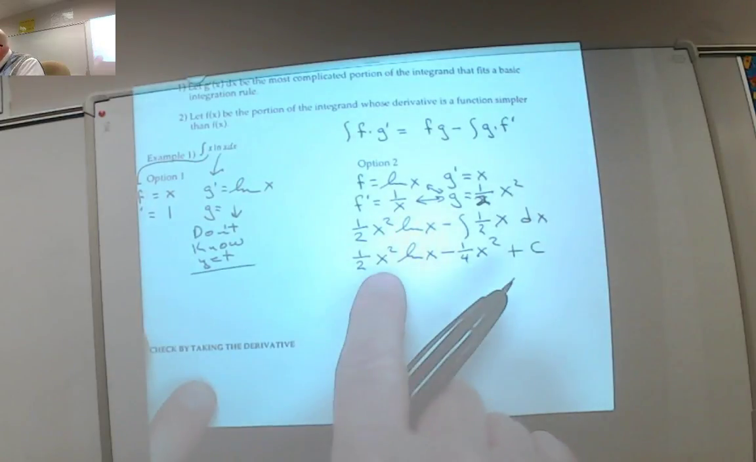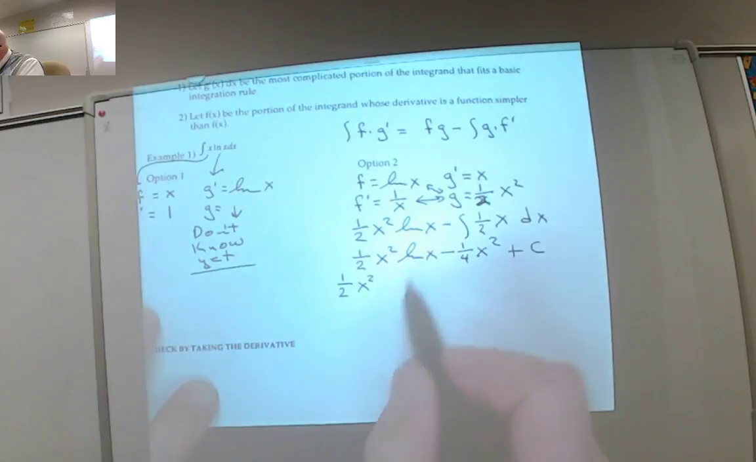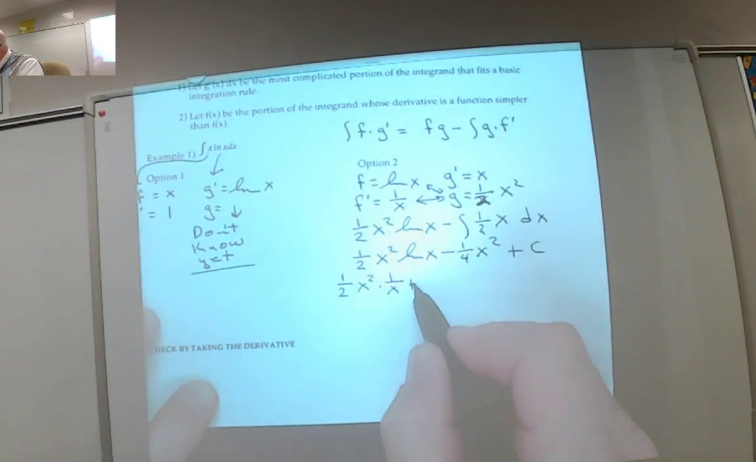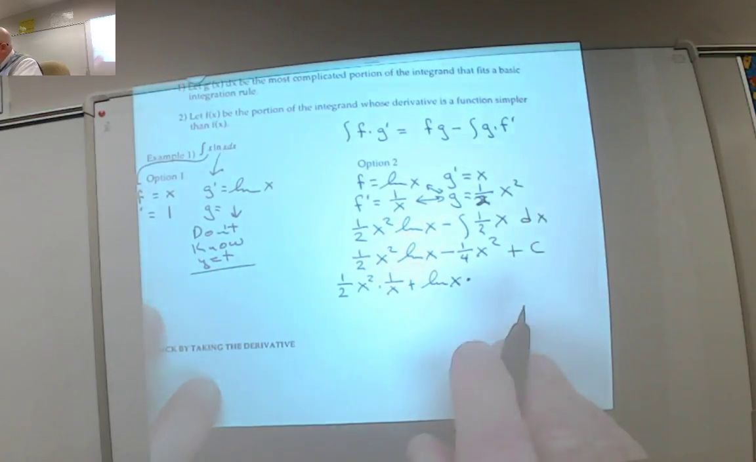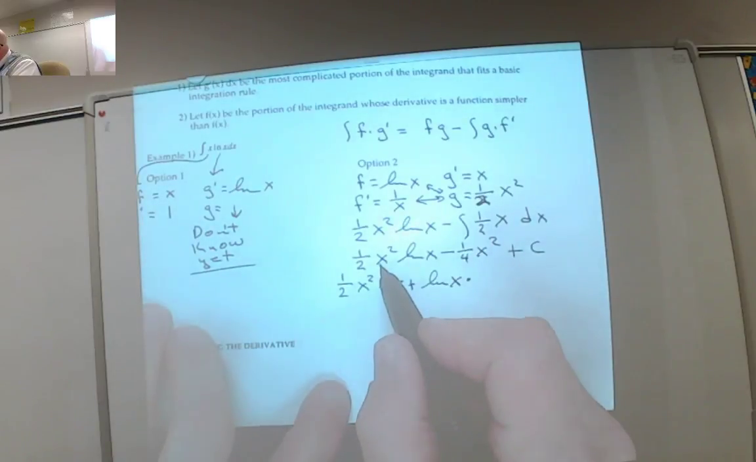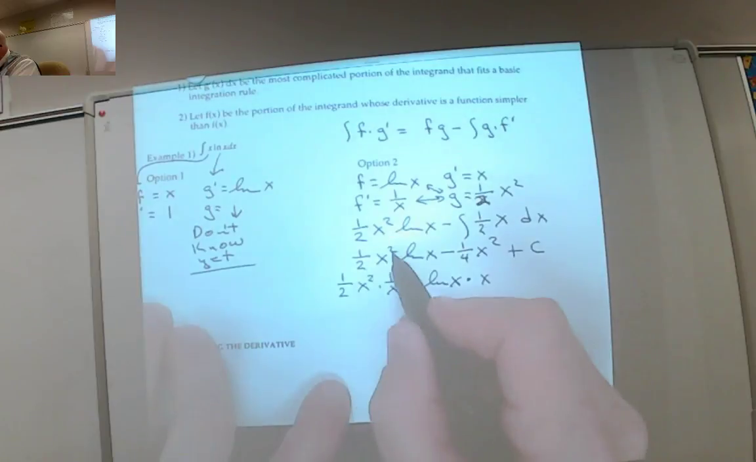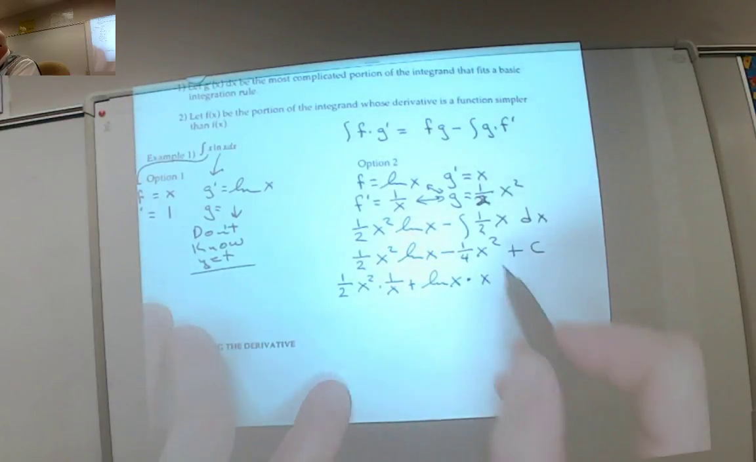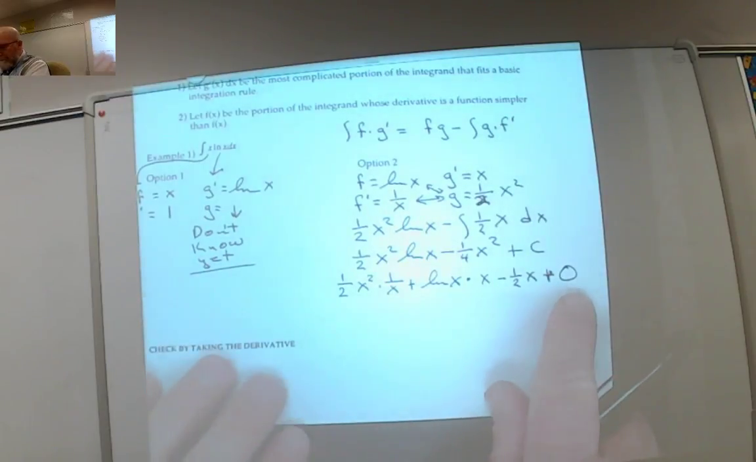Okay, so this I'm going to use the product rule. I'm going to have 1/2 x squared times the derivative of the ln of x, which is 1 over x, plus the ln of x times the derivative of this, which would be x, because 2 times 1/2 is 1. Subtract 1 from 2, get 1. And then I'm going to take the derivative of this. I'm going to have minus 1/2 x plus 0, right? Because the derivative of that is 0.